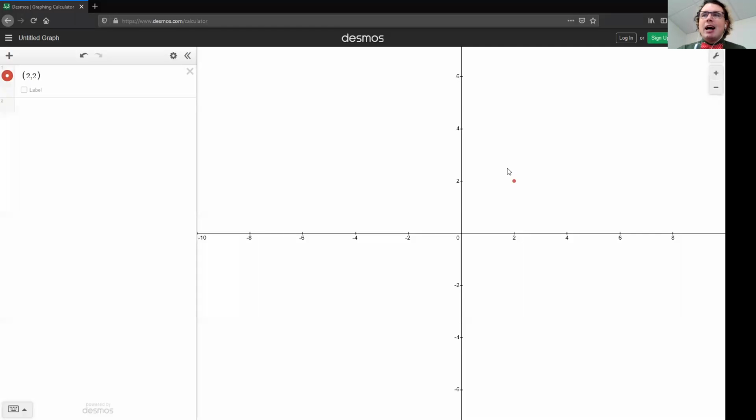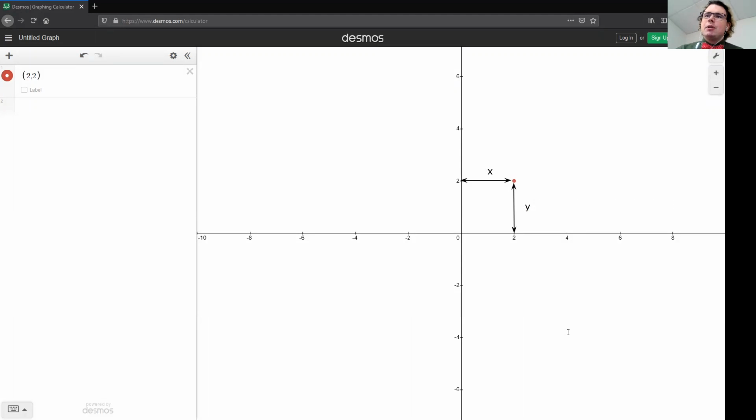So here I've got the XY plane and I've graphed the point (2, 2). But the important thing here is that (2, 2) is a description. It's an address, if you like. It tells us that this point is supposed to be 2 units away from the x-axis and 2 units away from the y-axis. So those would give me my x and my y coordinates.